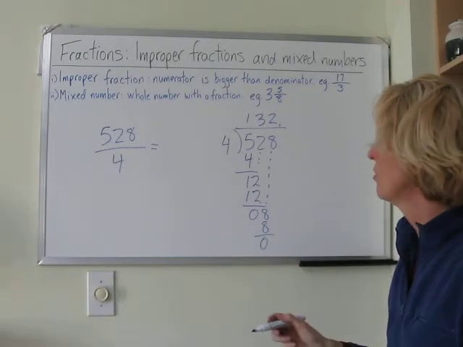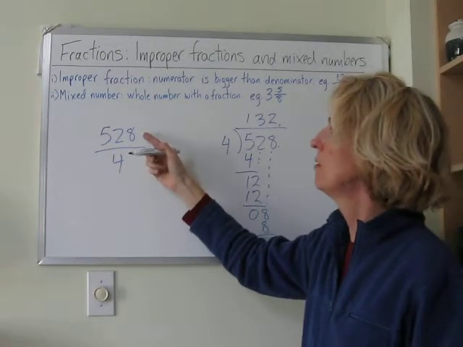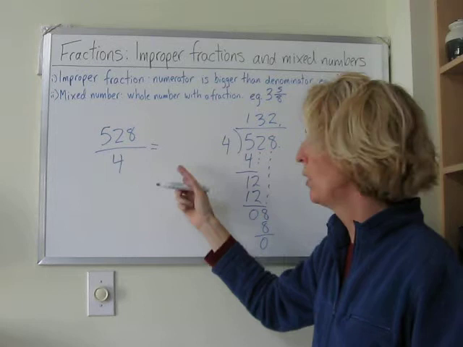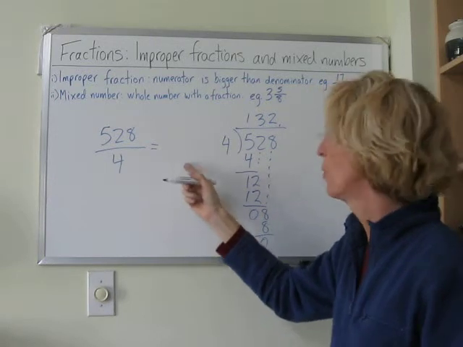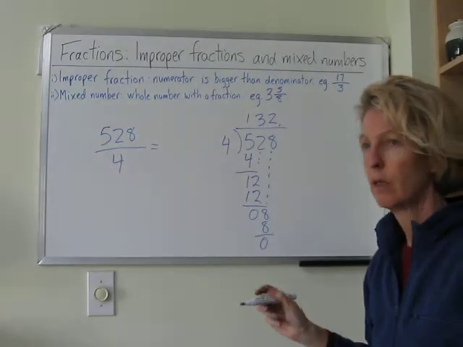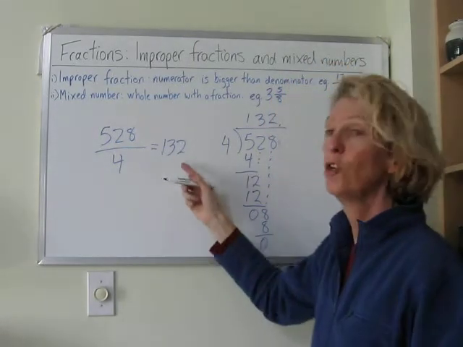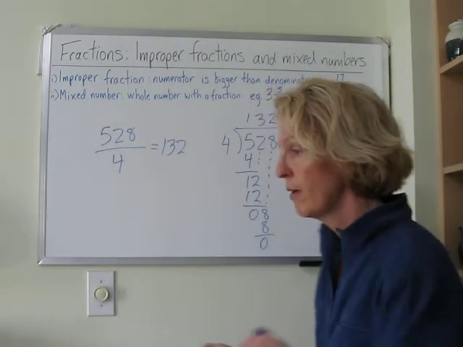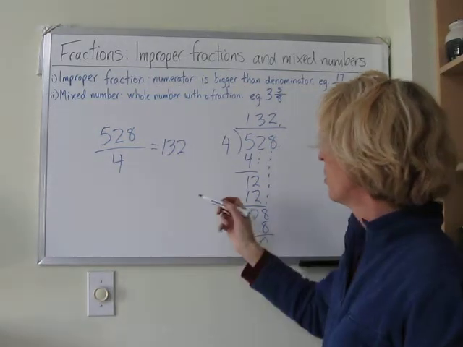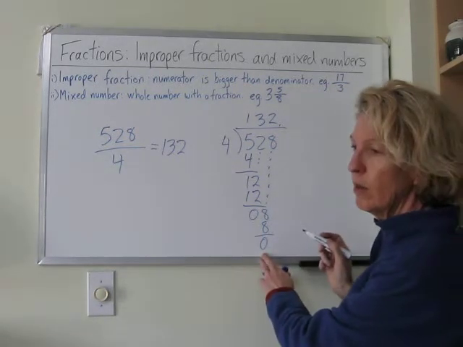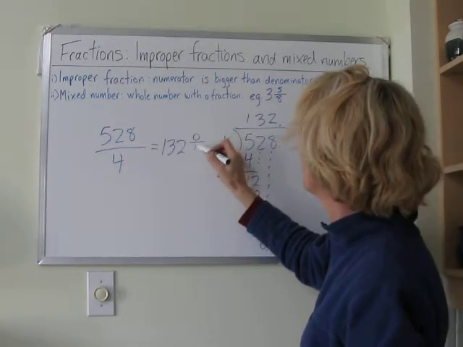And a remainder of 0. So if we have this improper fraction and we convert it to a mixed number, what do we get? 132. And 132 is our whole number. Do we have a remainder? 4 quarters. Nope. What's our remainder, honey? 0. Yeah, 0 over 4.